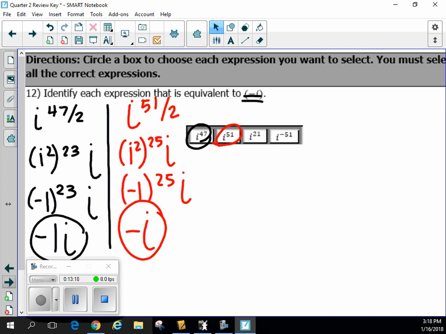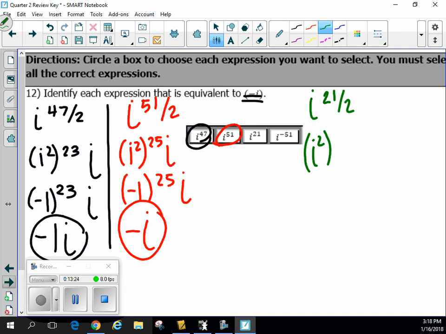So now we're going to do i to the 21st. We're going to divide that by 2. We get i squared raised to the 10th, with a remainder of i. So that's -1 raised to the 10th. -1 raised to the 10th, so that is not a solution.